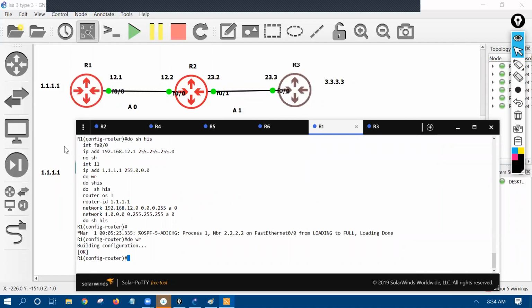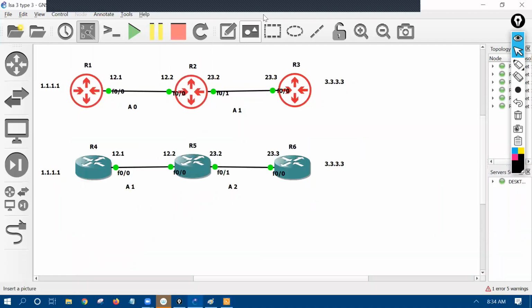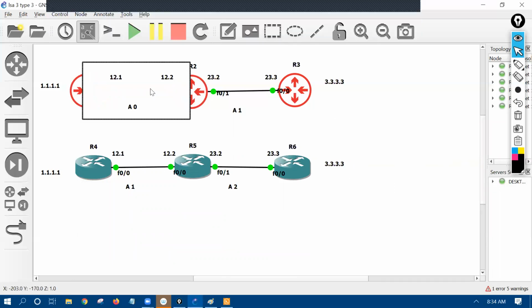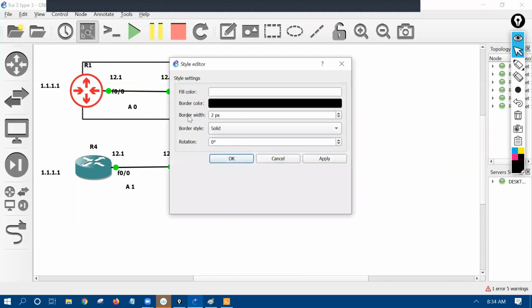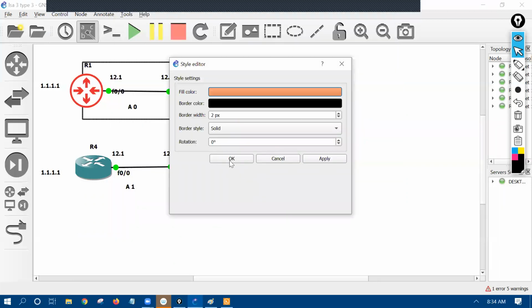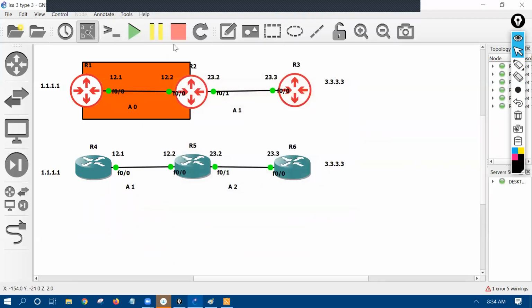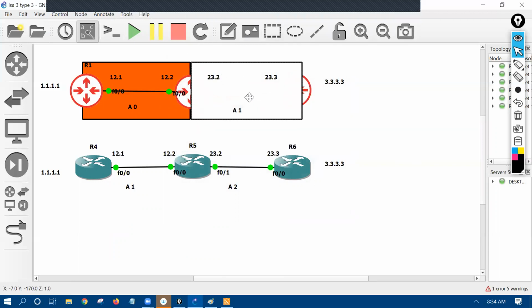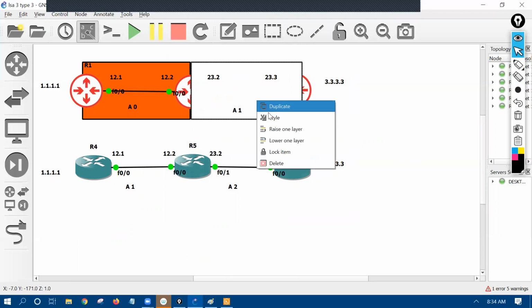Now try to understand in this case what happened. Let me do one thing. Try to analyze the things, it's very, very important. This is the one area and this is the other area.